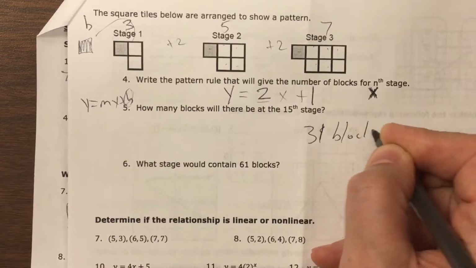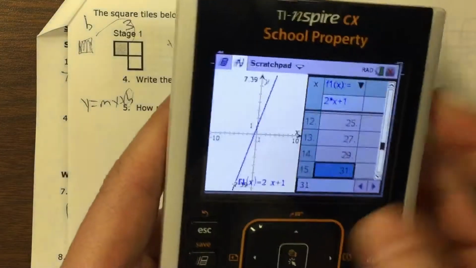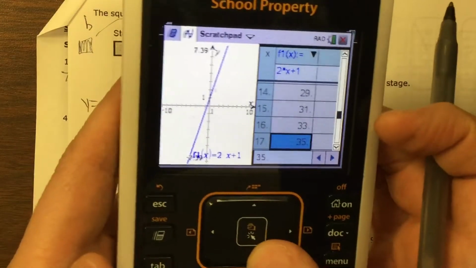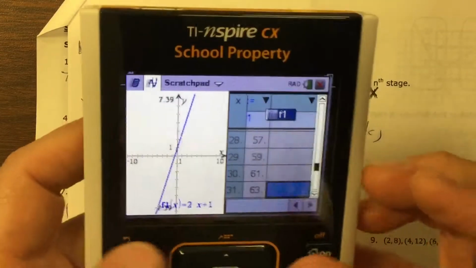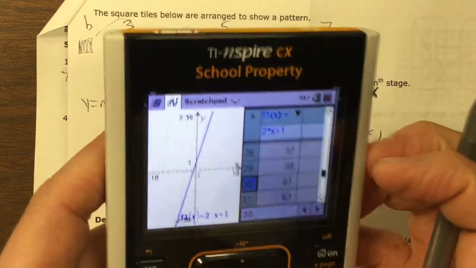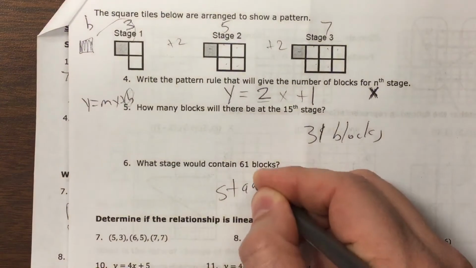One more and we'll be done for this video. Which stage should contain 61 blocks? This is the blocks column. So I go to the blocks, look for 61. There it was. That is stage 30. And that's how you do that.